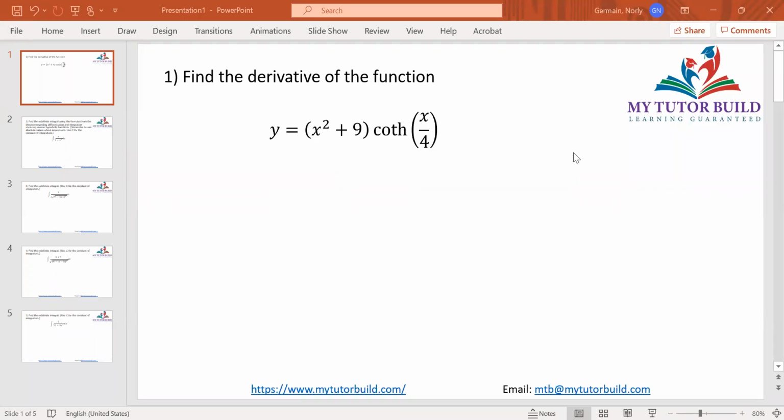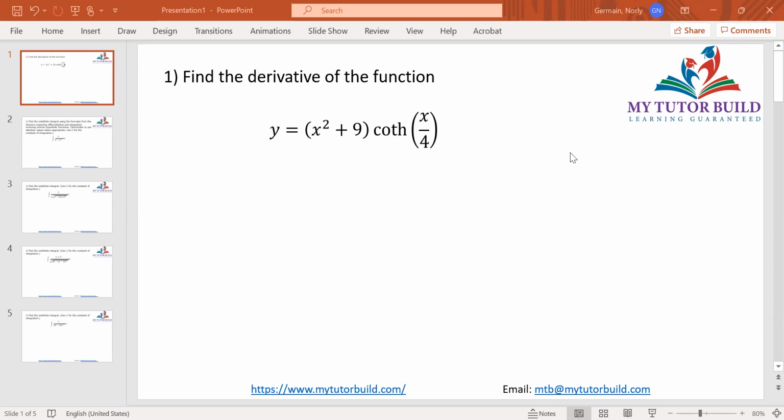Hello everyone. In this video, we're going to complete some exercises related to hyperbolic functions. The first example is: find the derivative of the function y equals x squared plus 9 times hyperbolic cotangent x over 4.